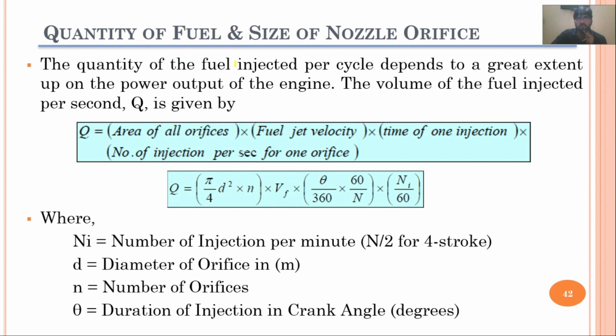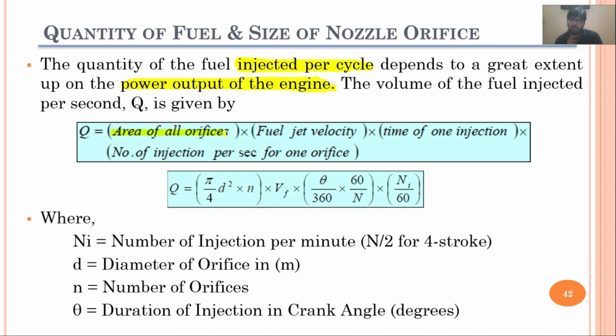The quantity of the fuel injected per cycle depends to a great extent upon the power output of the engine as well. The power output is the primary factor on which the amount of fuel to be injected depends. It can be calculated by simply multiplying all the areas of the orifices. For example, if we have a 4-cylinder engine, then we have 4 injectors, and each injector has one orifice. So we have 4 orifices in the 4-cylinder engine.